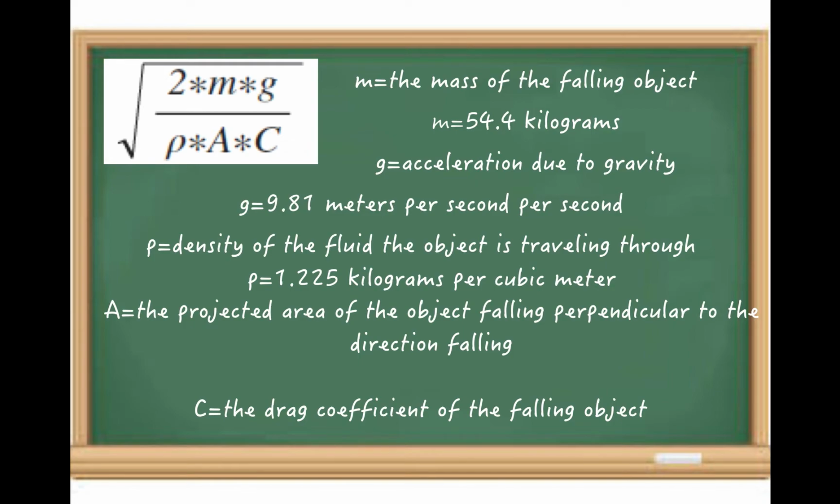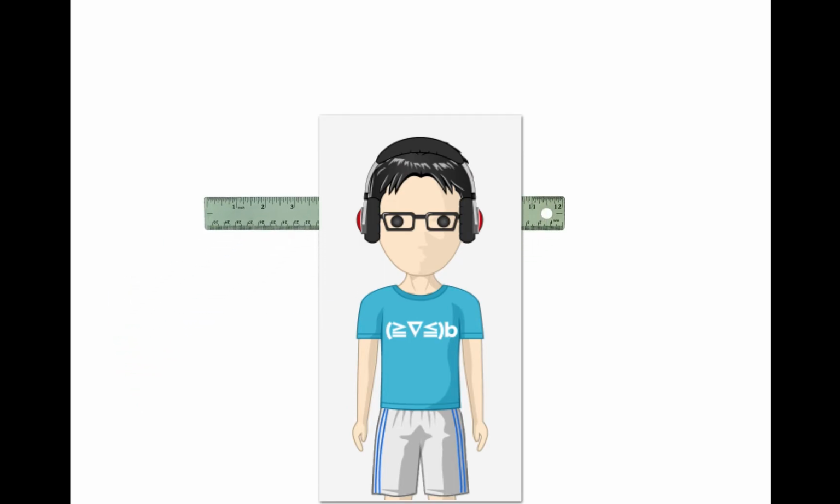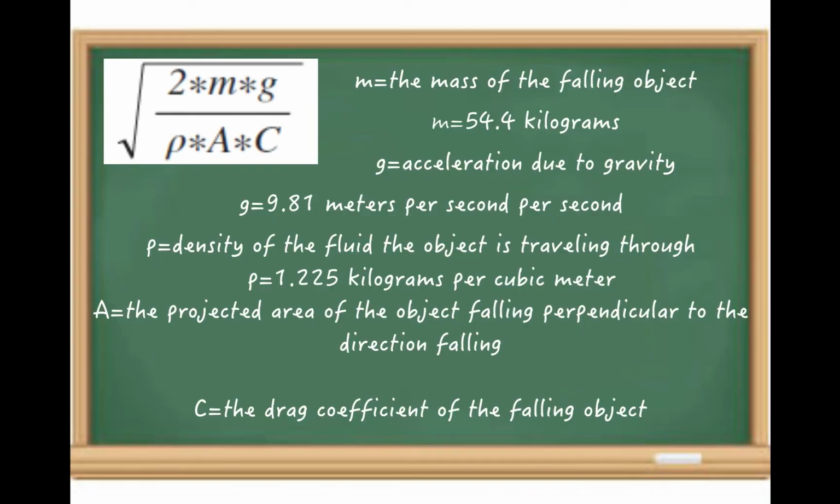A is the projected area of the falling object perpendicular to the direction falling. And believe me, I actually had to measure myself on this one. So, you know, just kind of go along with it with me for a second. Take my word for it, it's 0.75 square meters. And the drag coefficient is very hard to calculate.